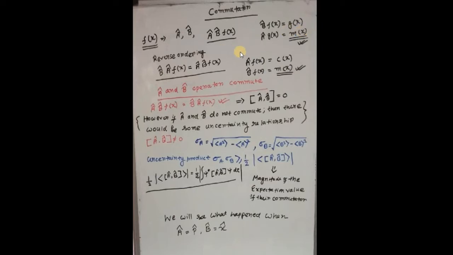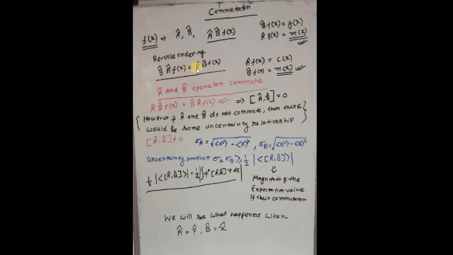Now suppose that the ordering is reversed. Instead of the B operator operating on f(x) first, say that the A operator is now operating on this f(x), and it will produce a function c(x), and after that this B operator is operating on this c(x), and it will produce a function m(x). So in both cases, whether the B operator operates first or the A operator operates first, if we obtain the same function, then we can say that these two operations are the same, like B operator into A operator operating on some function f(x) will be equal to A operator B operator operating on some function f(x).